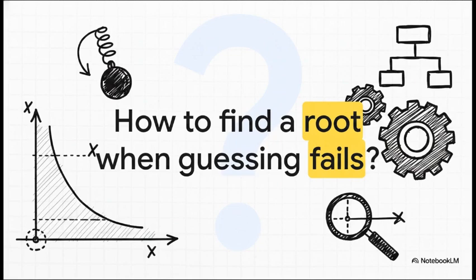So, let's start with a really crucial question for anyone studying engineering or math. What happens when just guessing a root's location simply fails? How do we systematically and precisely track it down? In the real world, like say, calculating the exact mass needed for a bungee jumper to reach a specific velocity, we can't just eyeball a graph. We need reliable algorithms. We need methods that trap the root and completely squeeze in on it.